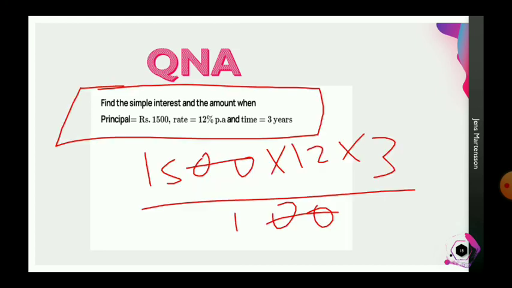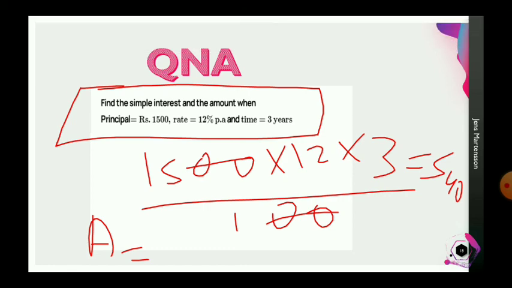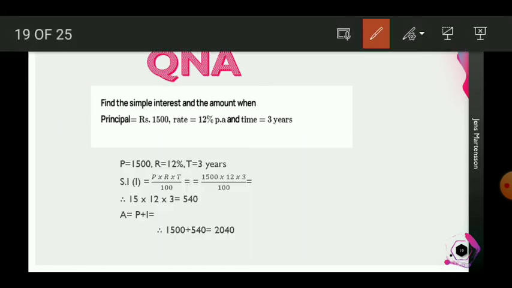Okay, wait, one step is there. 540 is our interest. Amount equals principal, which is 1500, plus 540. That is 2040, right? Let's see. Yeah, see, our answer is the same: 540 and 2040.